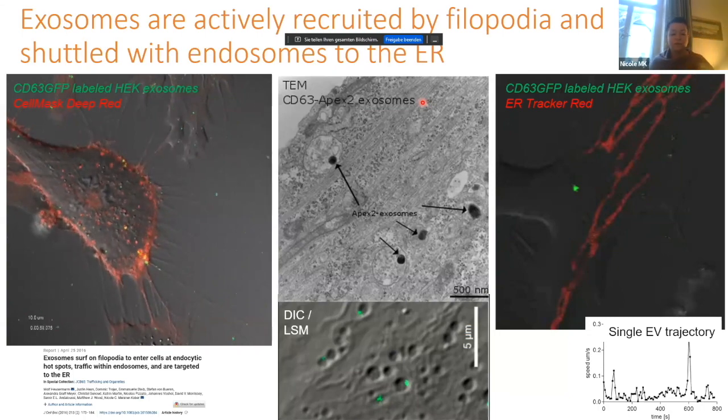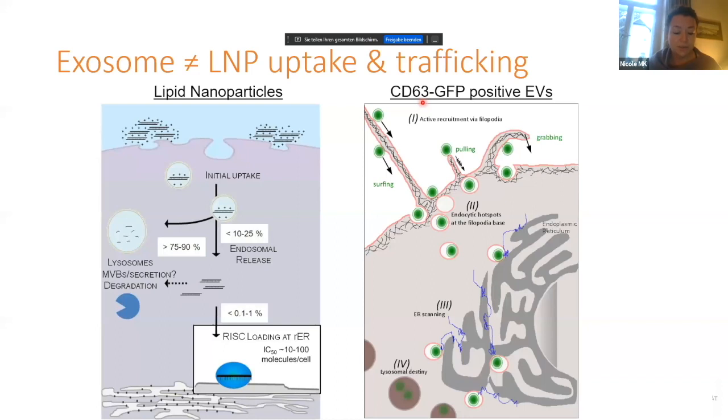And so Melanie, if you can advance once more. So basically the conclusion from this work was that uptake of extracellular vesicles, in particular CD63 GFP positive vesicles, is fundamentally different from anything we had seen with synthetic lipid nanoparticles, with a very specific and effective targeting to the endoplasmic reticulum.